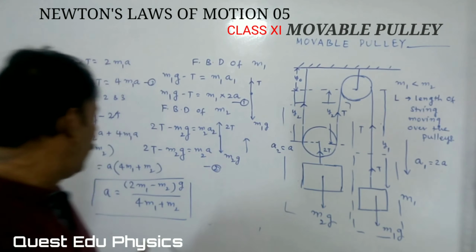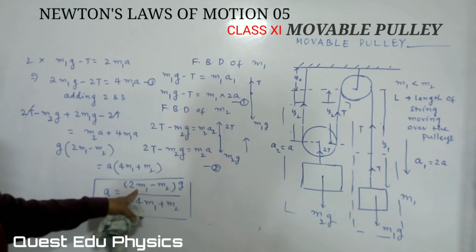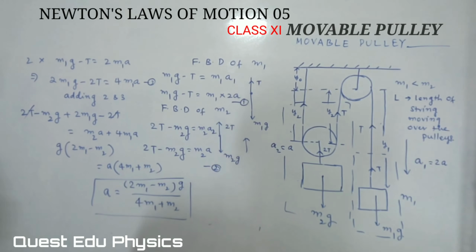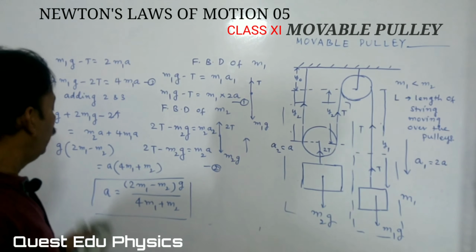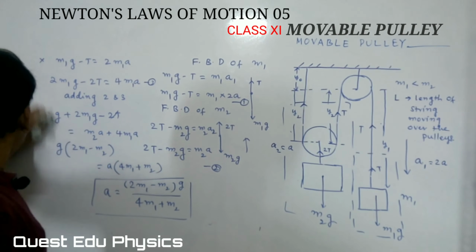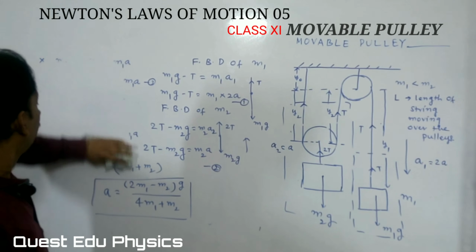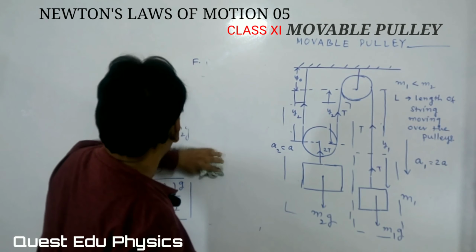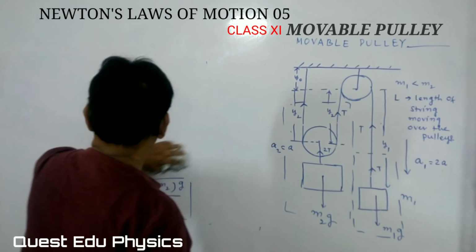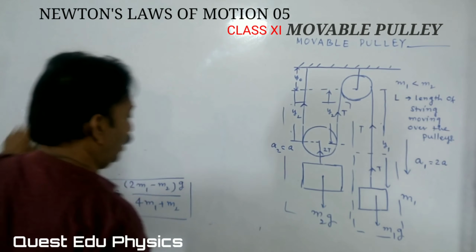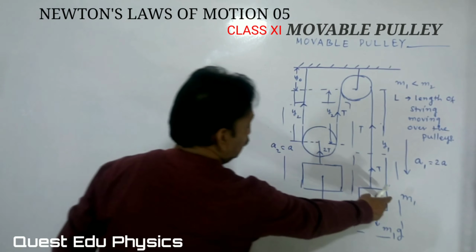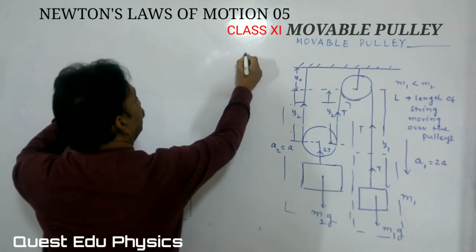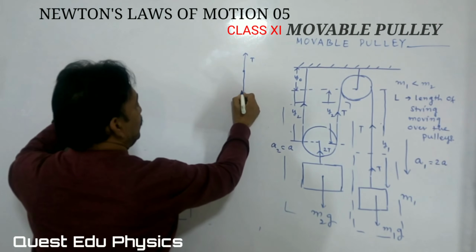Okay, students, in this way we can find out the acceleration as 2M1 minus M2 of g by 4M1 plus M2. Then after we are going to find the tension in the string, students. Tension in the string. Okay, students. Here we are taking this diagram. If you draw the free body diagram, you will find the tension.